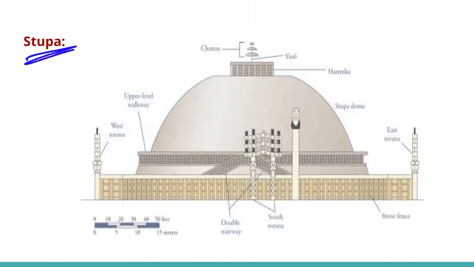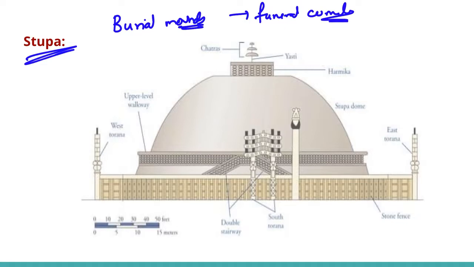Stupas. The stupas were burial mounds prevalent in India from the Vedic period, and they represent a funeral cumulus in which the relics and ashes of the dead were kept. During the period of Ashoka, the art of the stupas reached its climax.